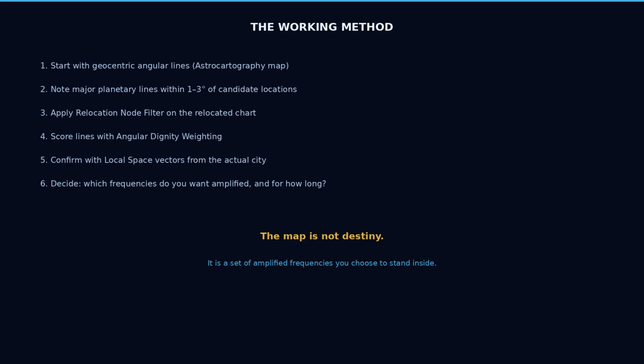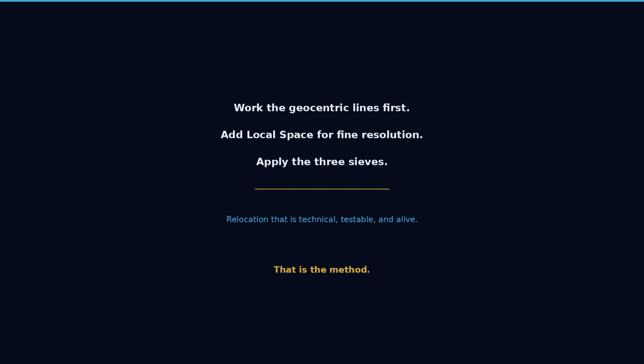Technique 3, local space vector confirmation. Once a city looks promising on the astrocartography map, cast the local space chart from that city for the natal planets. Confirm that the planets you want amplified are near the local space angles or strong azimuths. If the global line is strong but the local space vector is weak or conflicting, the lived experience may feel diluted. This hybrid check prevents relocating to a line that looks perfect on the world map but fails at street level.